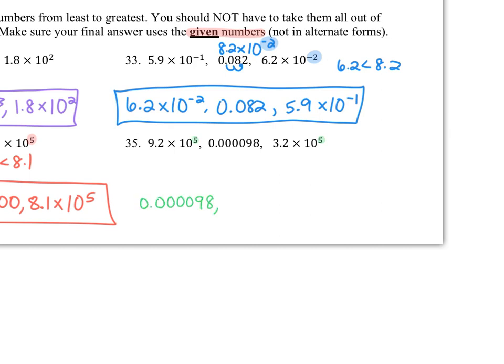0.00098 is our smallest. Now to compare these two, since they have the same exponent, I compare their factors. 3.2 is smaller than 9.2. So 3.2 times 10 to the 5th is smaller than 9.2 times 10 to the 5th. So next is 3.2 times 10 to the 5th, and last is 9.2 times 10 to the 5th. And that's your final answer.